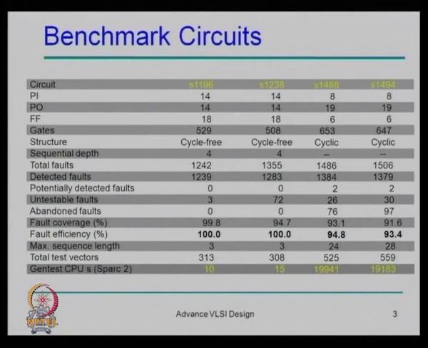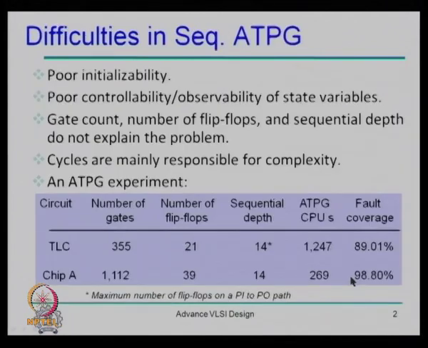Now the question is, if it grows like this, what is the alternative? This may not be practical if we go for millions of flip flops. Then what to do with this? Look at the problems. The problems are due to poor controllability and poor observability. So if we can enhance the controllability and observability of the circuit, we can make it better testable, and hence we can reduce the test generation time.